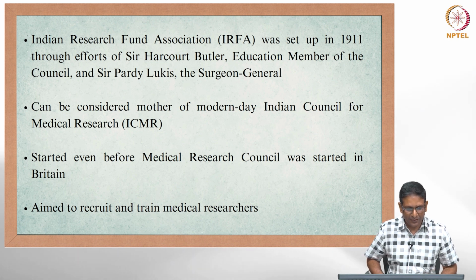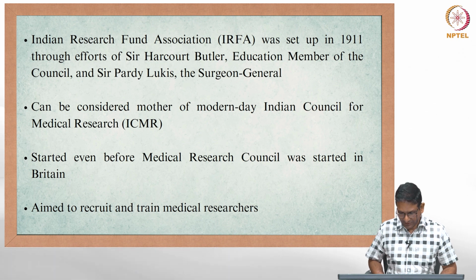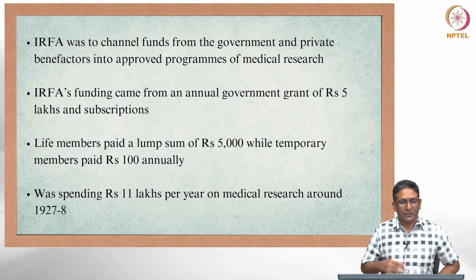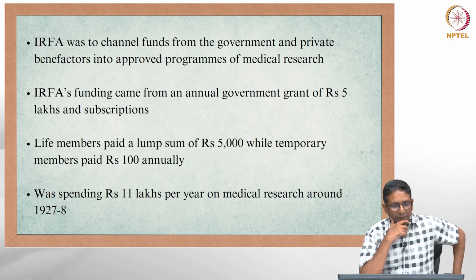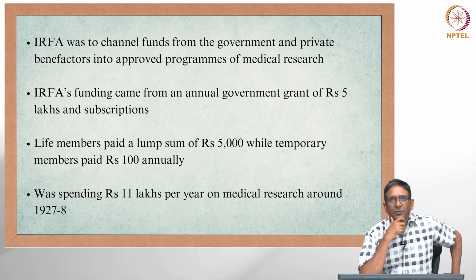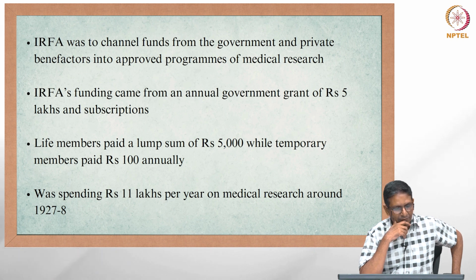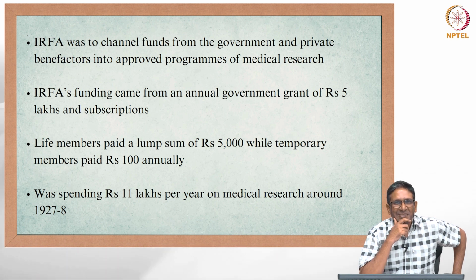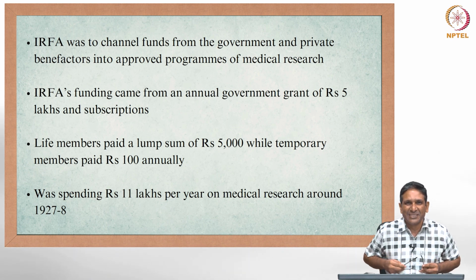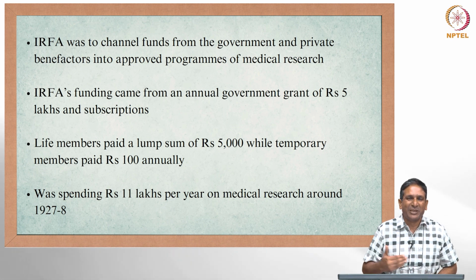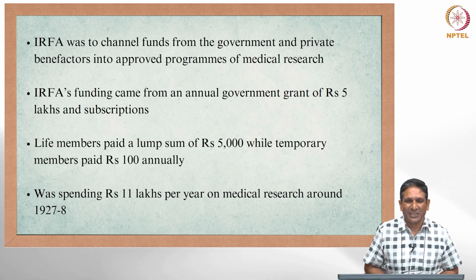The aim of IRFA was to recruit and train medical researchers and provide adequate funding for that. So it channeled funds from the government and private benefactors to approved programs of medical research. The funding came from an annual grant of 5 lakhs from the government, and even when it funded, as you will see in several cases, the government always encouraged alternative sources of finance. That's something which even governments now do. For instance, institutions like IITs are still funded, but there's a constant advice to look for other sources of funding from the industry, from alumni and all that.